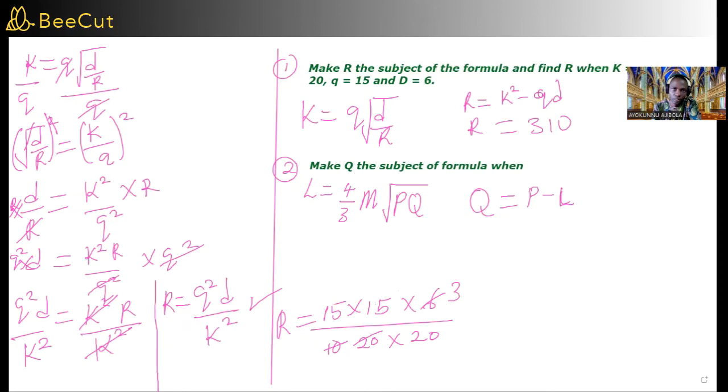Because it is 5 that can go in 15. So 5 in 10 is 2, 5 here is 3, 5 in 15 is 3, and 5 in 20 is 4. So all I have left here is 3 times 3 times 3, which is 27, all over 2 times 4, which is 8. So I can say, how many 8 is in 27? I have 3 whole number 3 over 4, because 3 times 8 is 24, and if you remove 24 from 27, you have 3.